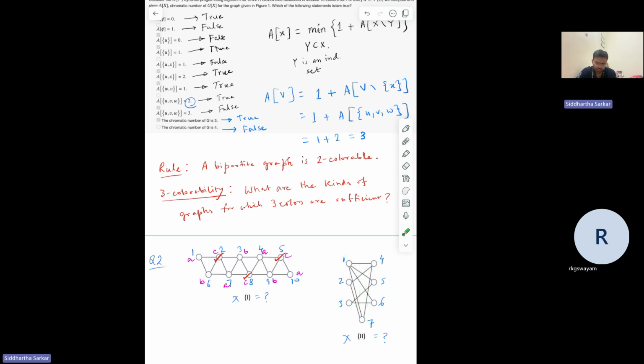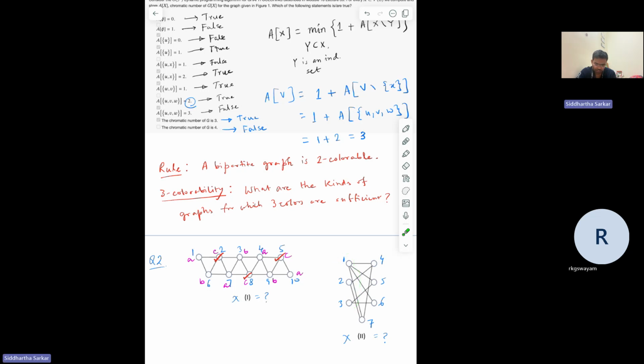Yes. But let's try to apply your thing. You said that I have a graph. The first step is to compute the largest independent set. So 1, 2, 3 is an independent set, 4, 5, 6 is also an independent set. Arbitrarily, let us say we pick 1, 2, 3. We know that only one color is sufficient to color 1, 2, 3. So 1, 2, 3 can get the same color.